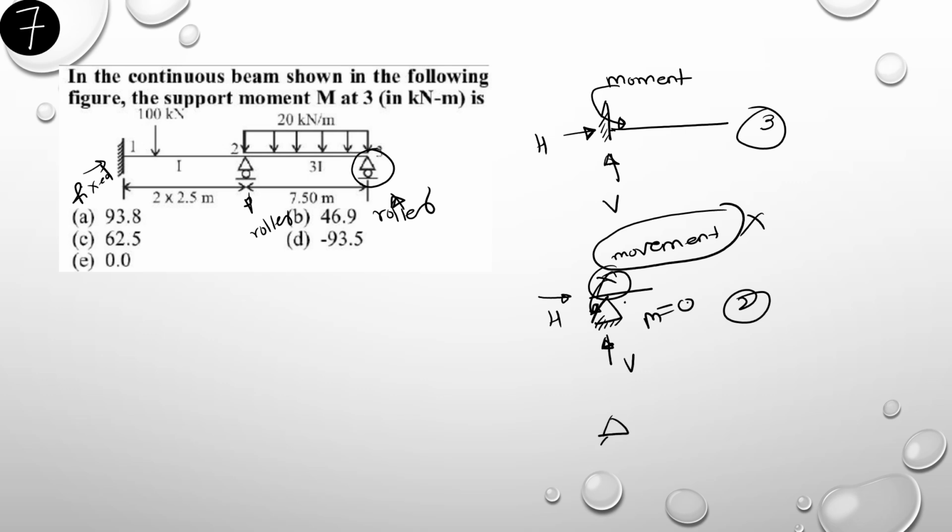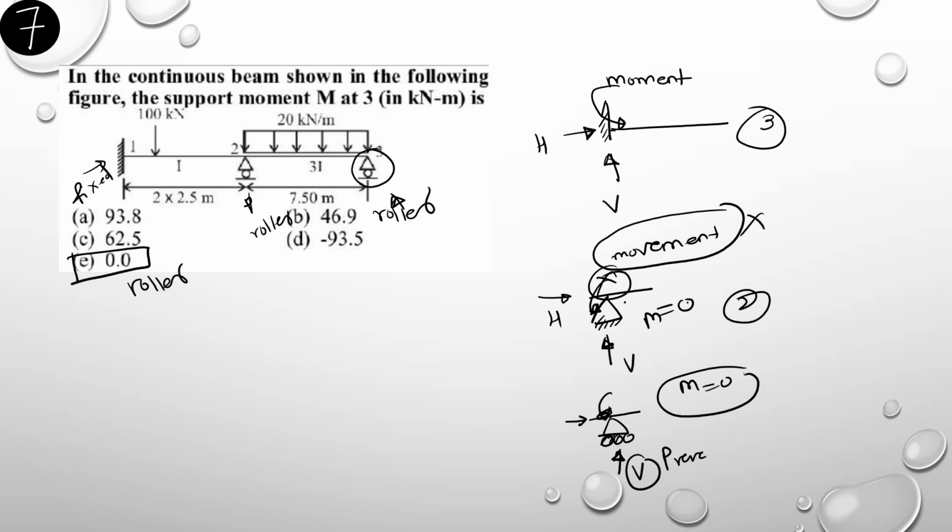In case of a roller, we represent a roller support like this. In case of a roller, only the vertical direction movement is restricted or prevented. Horizontal movement and rotation are not restricted, and the moment for a roller support is also equal to 0. So option E is correct here. For the support third, the support moment is 0 because a roller support is given here. So the moment is 0.